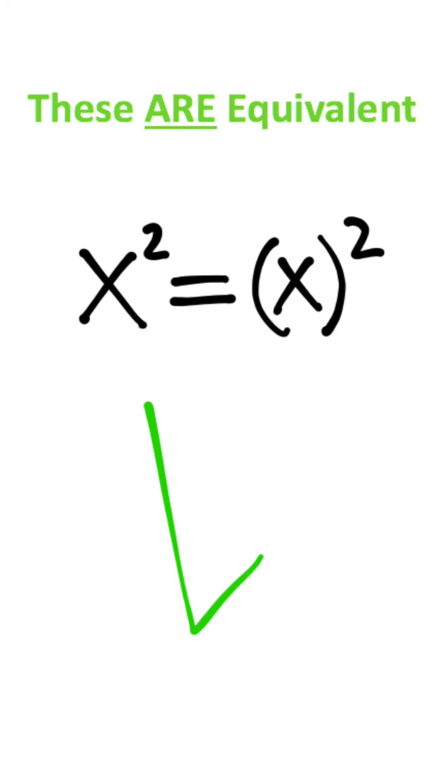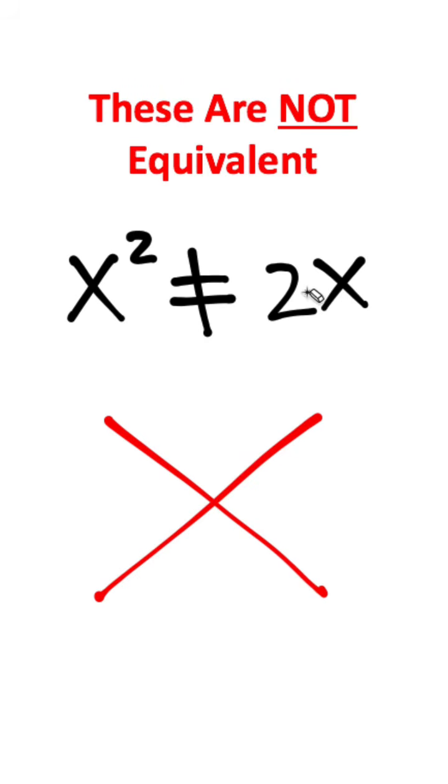It's just like how x squared is the same thing as the entire function of x squared, but x squared is not the same thing as 2 times x. So let's practice with the trigonometric identity.